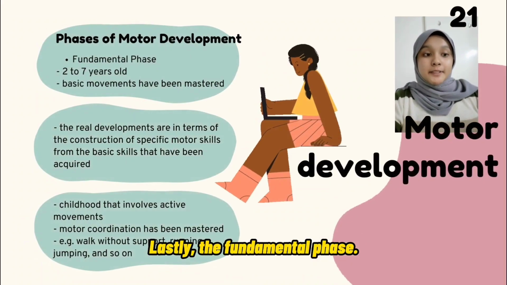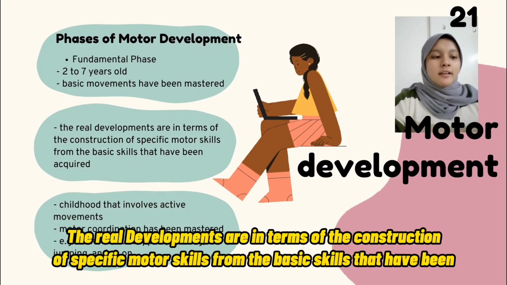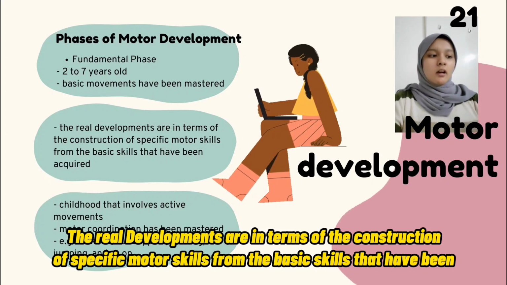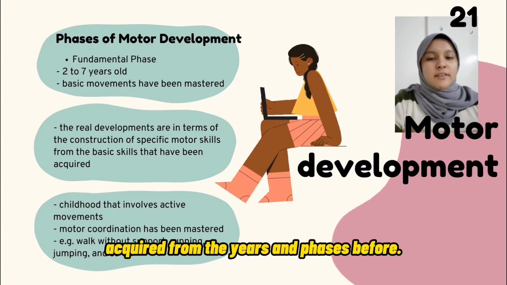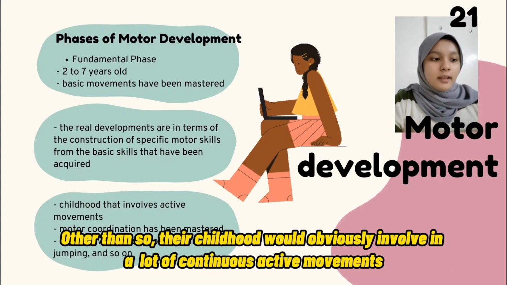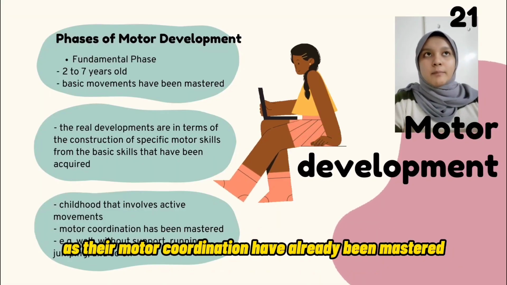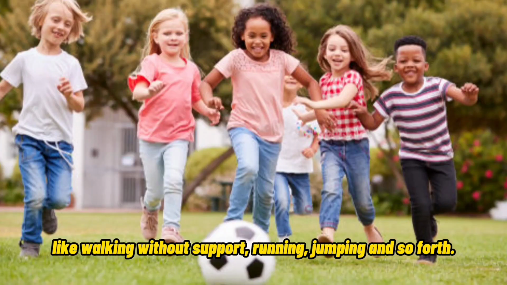Lastly, the fundamental phase. For children of 2 to 7 years old, the basic movements have already been mastered. So the real development is in terms of the construction of specific motor skills from the basic skills that have been acquired from the years and phases before. Other than that, their childhood will obviously involve a lot of continuous active movements as their motor coordination has already been mastered, like walking without support, running, jumping, and so forth.